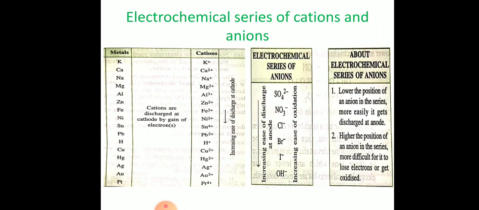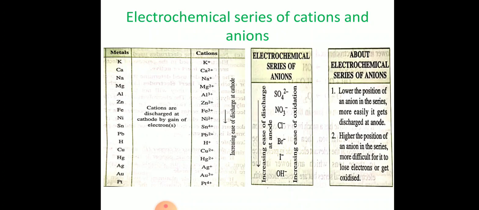Now when these metal atoms lose electrons, they form positively charged ions. They are cations. If you arrange the respective cations in the same order, they show increasing ease of discharge at the cathode. We need to remember this order because we are doing the chapter electrolysis, and in electrolysis an electrolyte decomposes into ions, positive ions and negative ions. Positive ions we call cations, and negative ions we call anions.